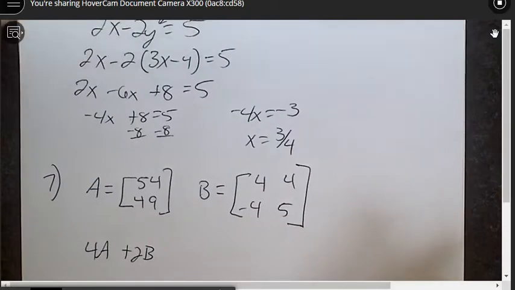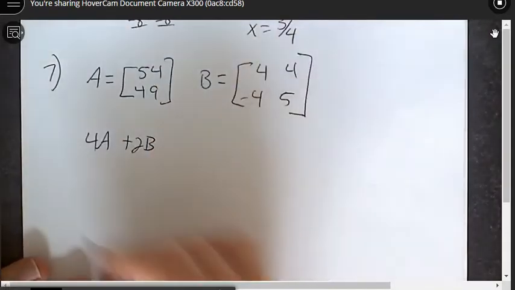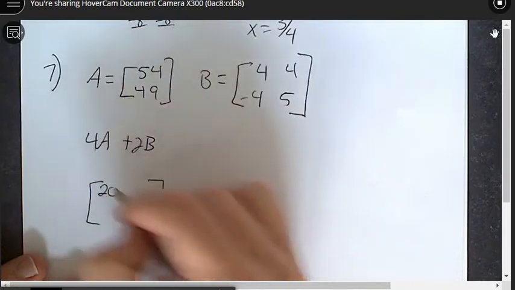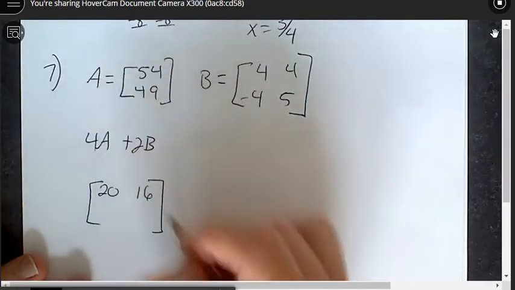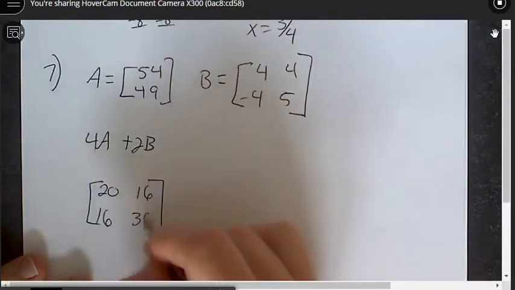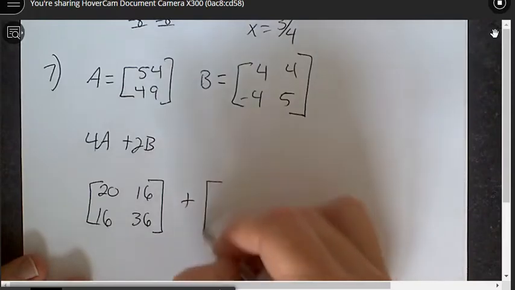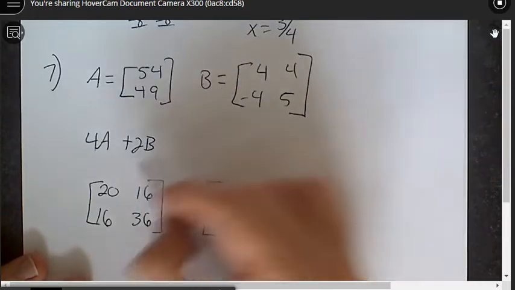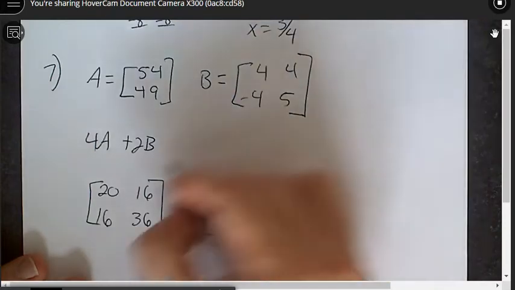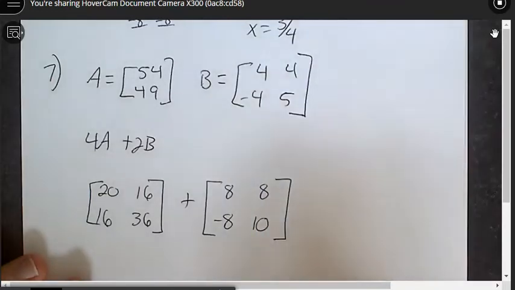Okay, so really pretty straightforward on this one. We're going to take every number in here and multiply it by 4. So 4 times 5 is 20. 4 times 4 is 16. 4 times 4 is 16. And 4 times 9 is 36. And we're going to double everything in here. 2 times 4 is 8. 2 times 4 is 8. 2 times negative 4 is negative 8. And 2 times 5 is 10.